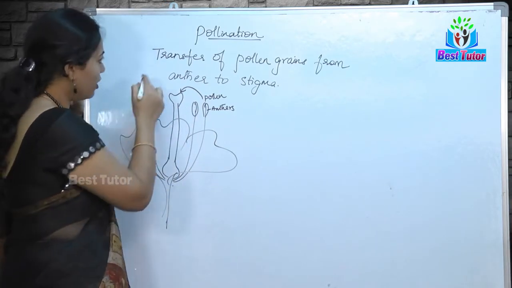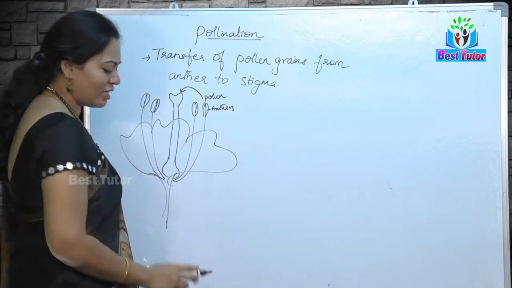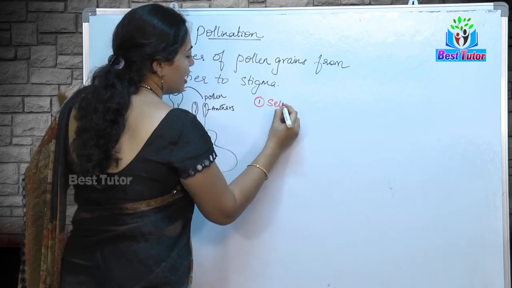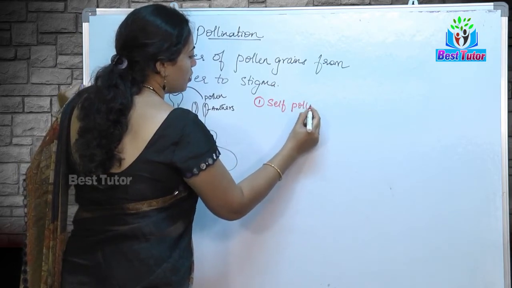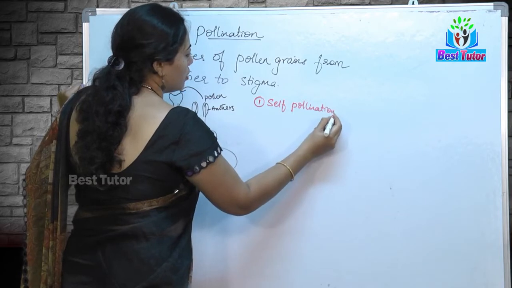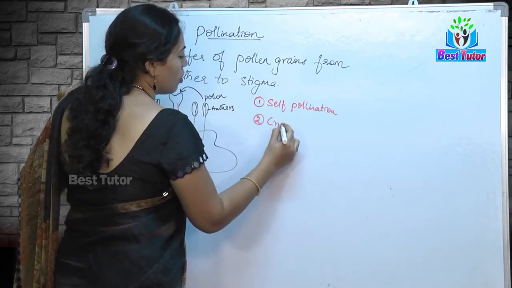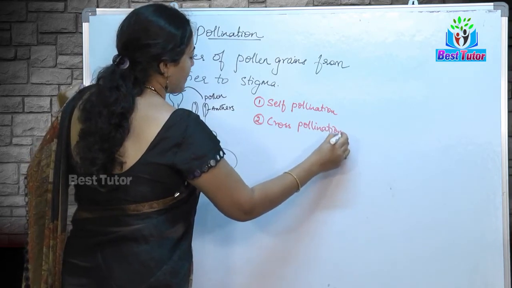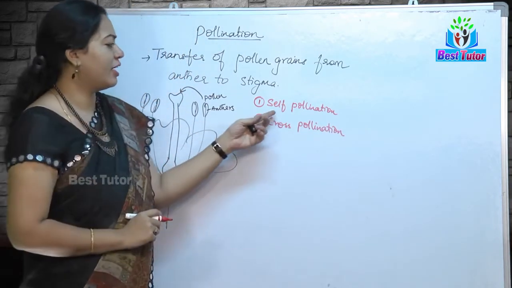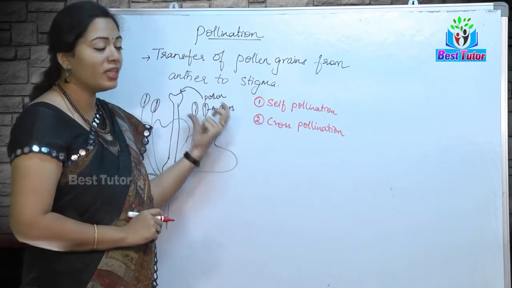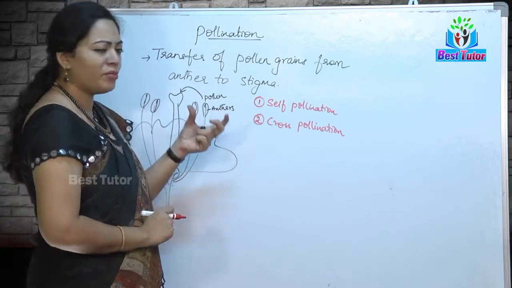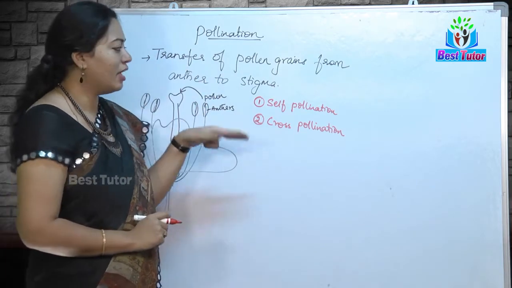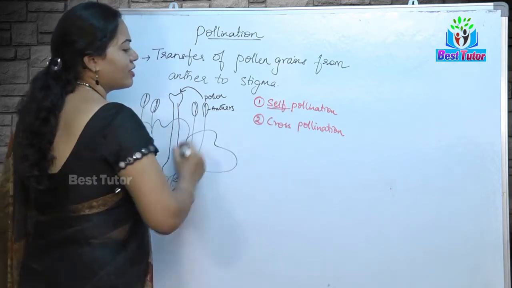Now here if you examine, pollination is basically classified into two types. One is known as self-pollination and the second type is known as cross-pollination. The meaning itself indicates self-pollination means within the same flower. It can be within the same flower or it can be between the flowers of the same plant. Then that condition is known as self-pollination.